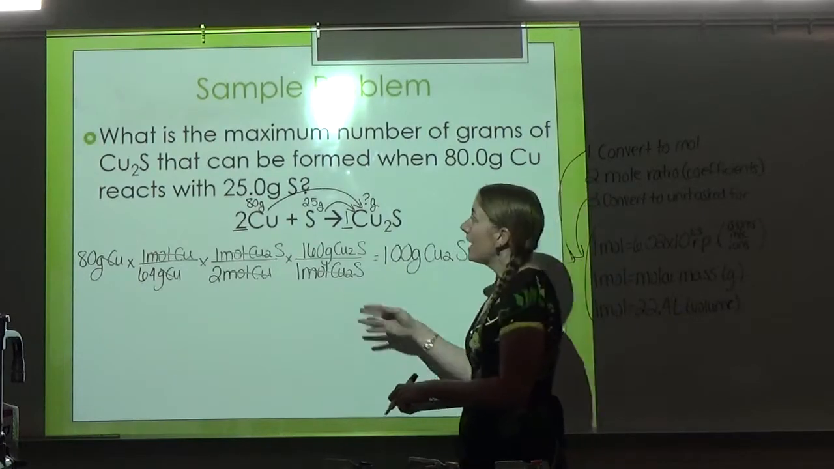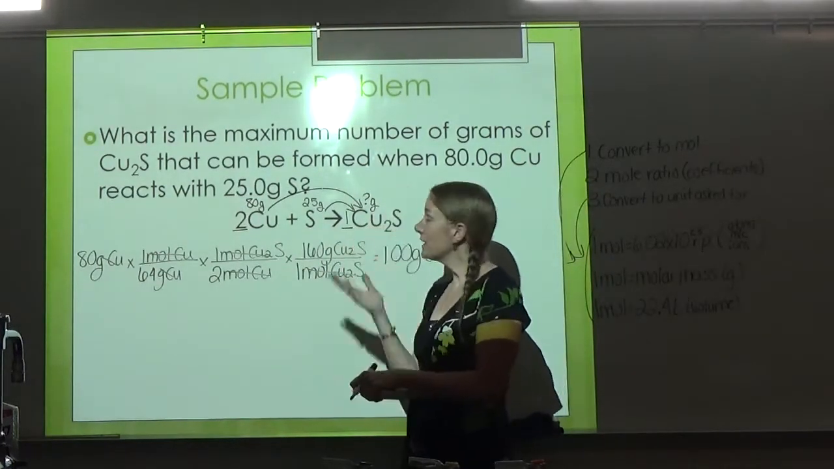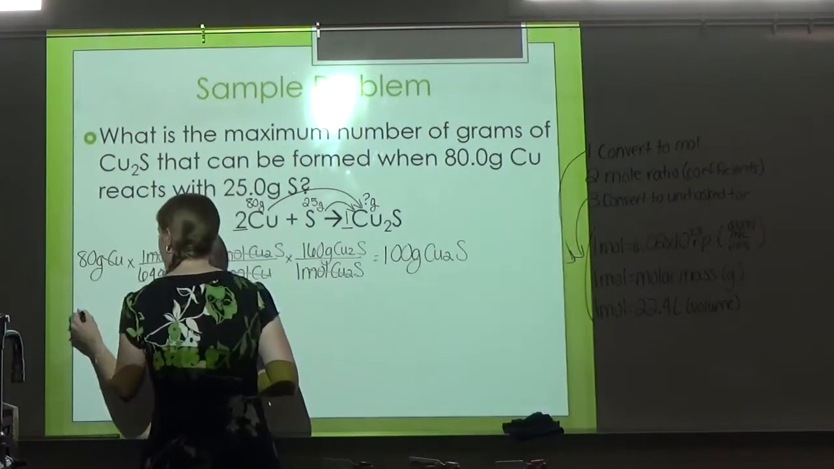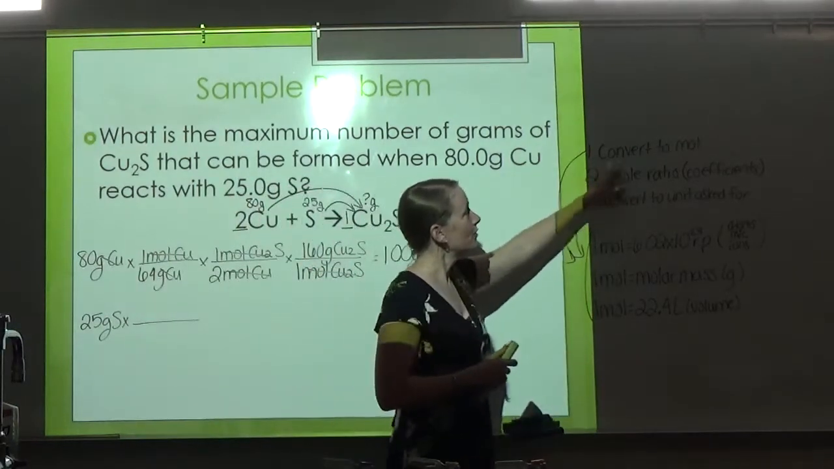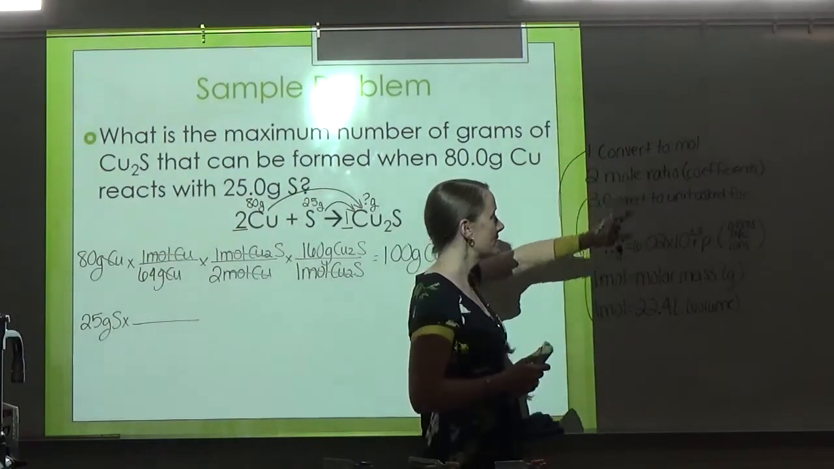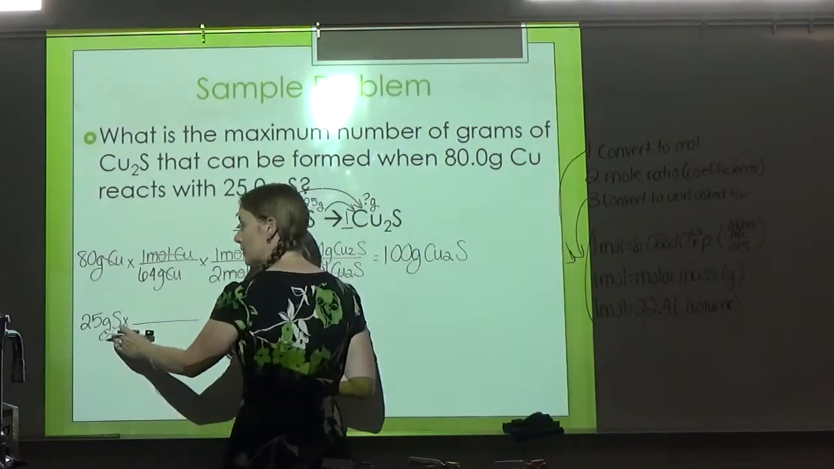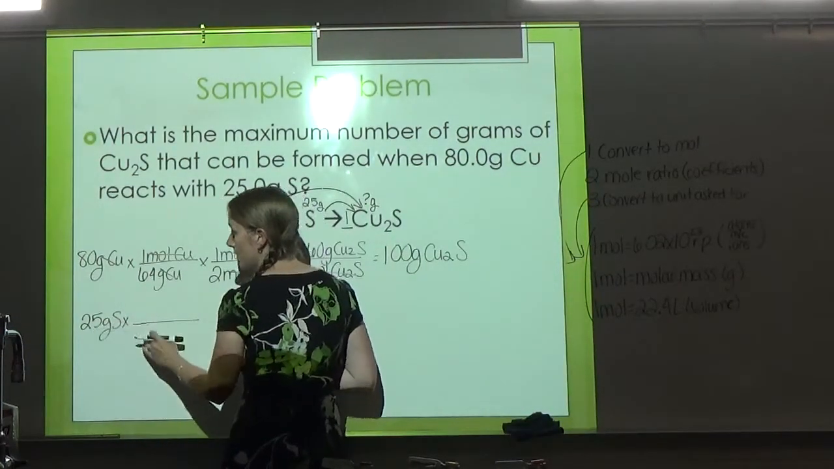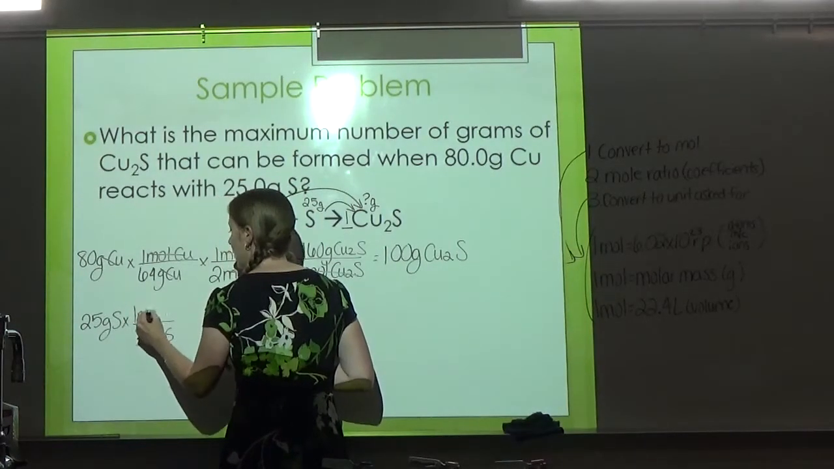So next, I'm going to go from sulfur to my product. Again, we're just doing another stoichiometry problem. So I'll start with my 25 grams of sulfur. And step 1, of course, is to convert to moles. Since I have grams, I'm going to use molar mass. For sulfur, it's 32 grams per mole. So I'm going to follow golden rules, and put the 32 grams on bottom and the 1 mole on top.